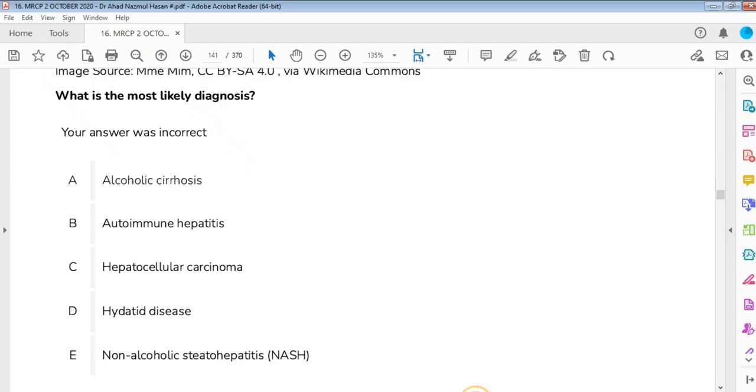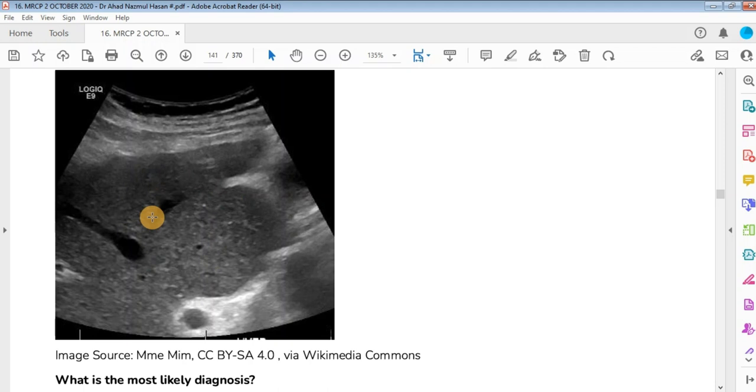Okay, look at here. The echogenicity is being distorted here. And this is the caudate lobe. The caudate lobe should be somewhat like this size, but there has been a significant increase in the caudate lobe. It should be something like this size, but there is a significant hypertrophy here.